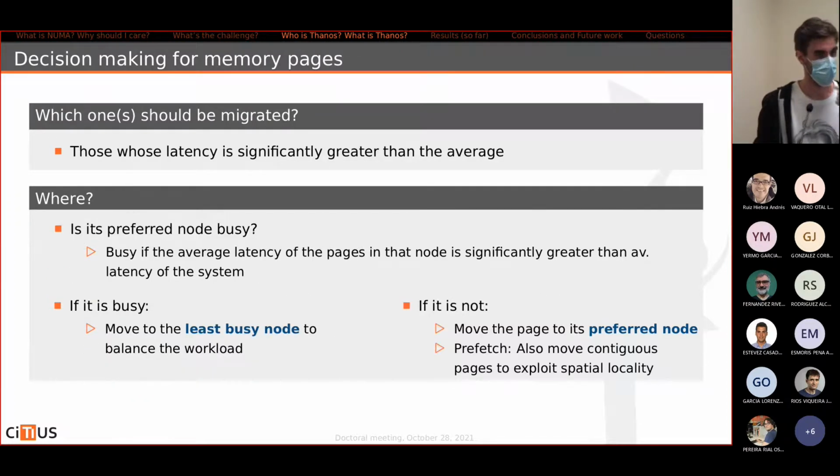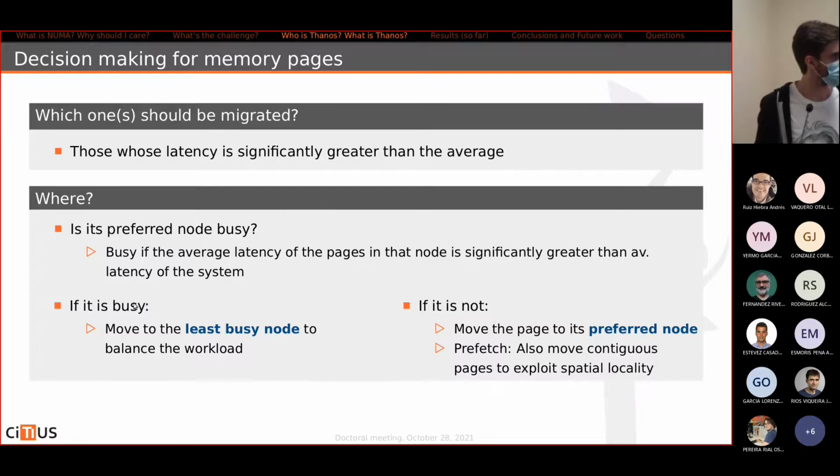For the memory pages, we decide to migrate those pages whose latency is much higher than the average. That gives us a clue that things are going wrong with those pages. And we move them based on whether or not the preferred node is busy. We say that a node is busy when the latency of the pages in that node is very, very high compared to what happens in the other nodes.